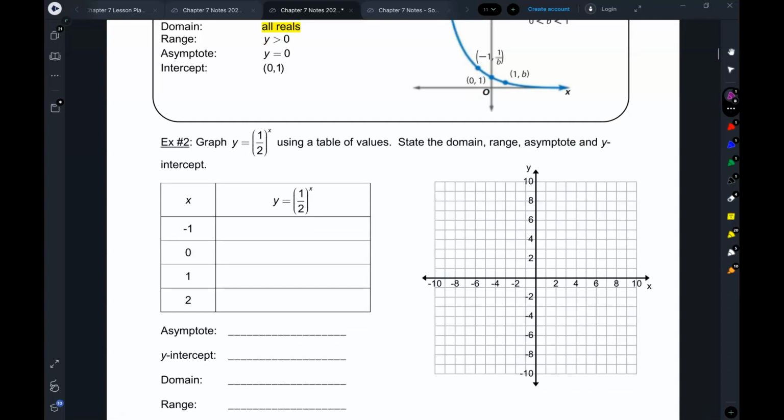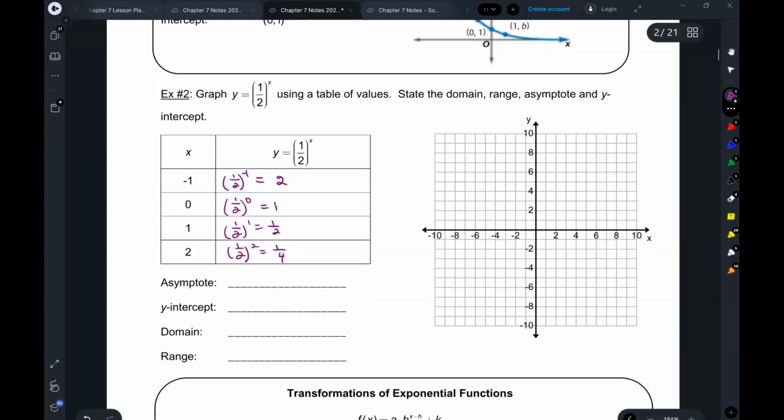So again, I have negative 1, 0, 1, 2. When x is negative 1, 1 over 2 to the negative 1 is 2. 1 over 2 to the 0 is 1. 1 over 2 to the 1 is a half. 1 over 2 to the 2 is a quarter. Okay, where's the asymptote? Y equals what? 0. So I put that here again.